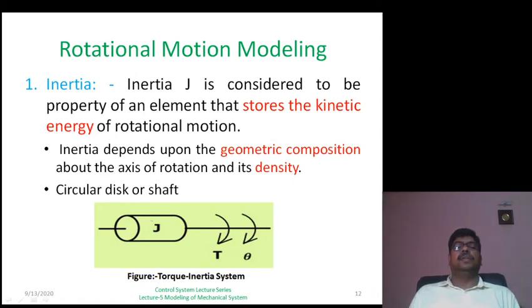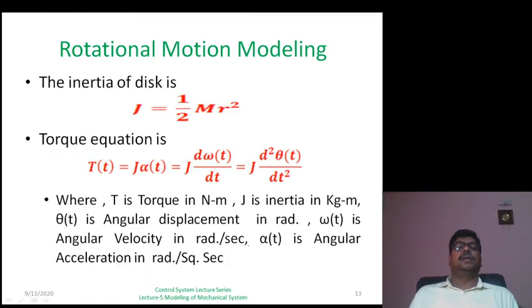So here you can see this body has a circular disc, has an inertia J. If the torque is, say, clockwise, then the displacement is also clockwise, theta. So this is the torque inertia system. Now, in this disk the inertia will be half m r square.